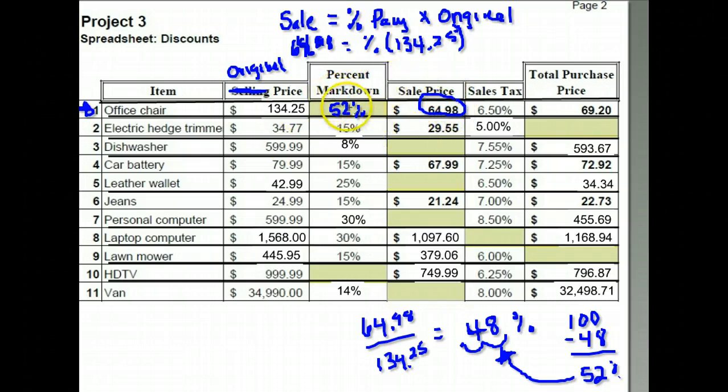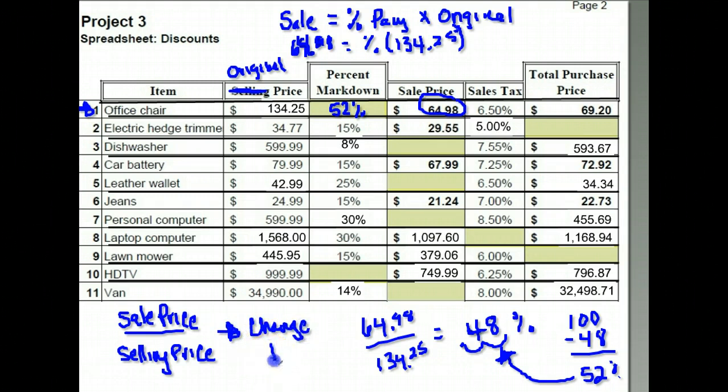So what you might want to do here is just come up with a regular thing you do. If you need the percent that it's marked down, you're going to take the sale price and divide it by the selling price, or the original price. The next thing you do is change that to a percent, because it will give you a decimal, and then subtract from 100. So that's what we'll do anytime we are missing the percent markdown.